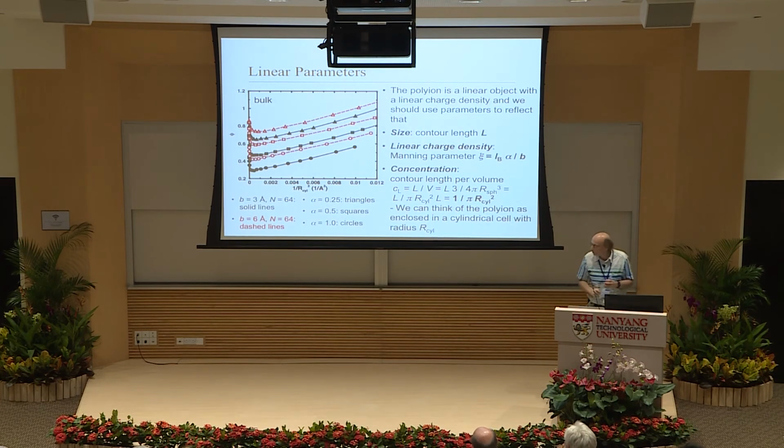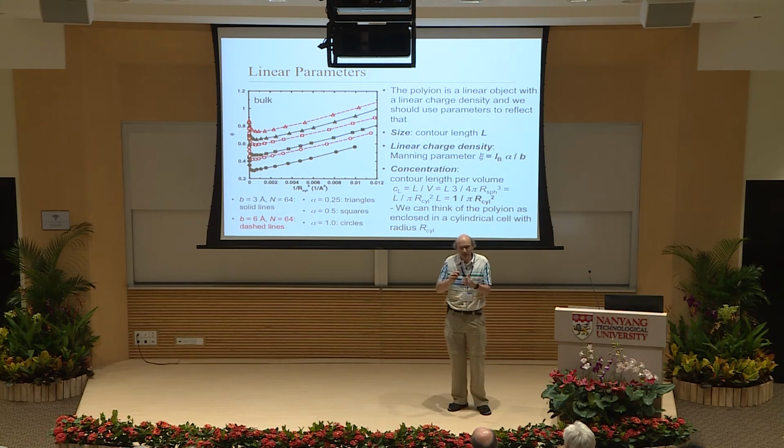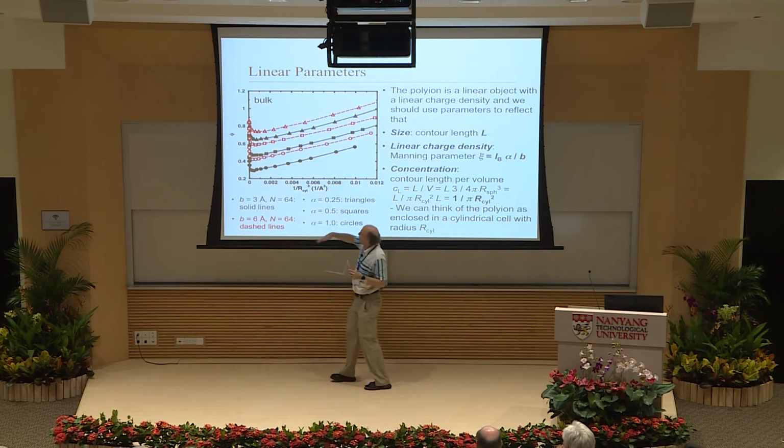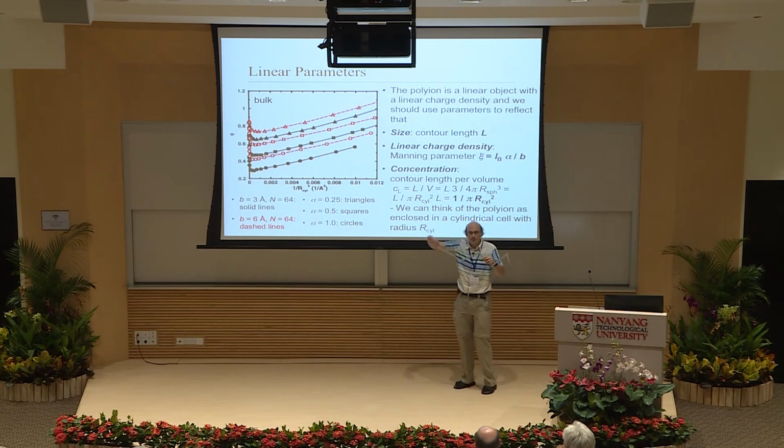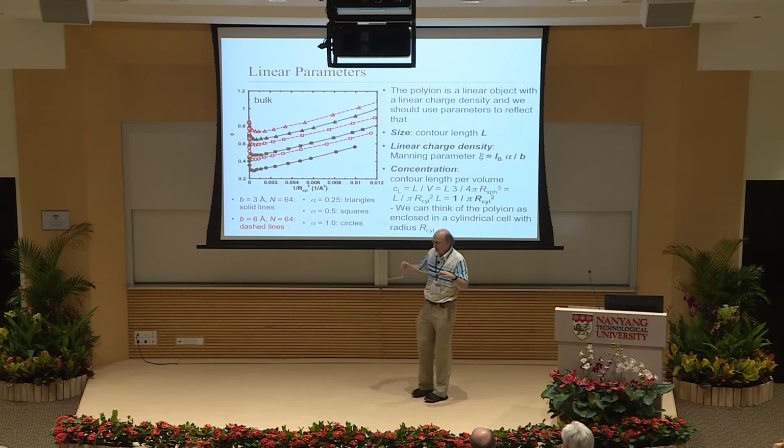Okay, so now how should we describe the chains? Well, the thing is that it is a linear object, so we should use parameters which are linear. For instance, if we want to describe the size, rather than have my simulations here with n monomers, I should instead use the contour length to describe the size. And instead of degree of ionization, I should use the linear charge density. And even with concentration, it should not be just the monomer concentration, it should be the concentration of contour, so the contour length of the chain divided by the volume per chain.